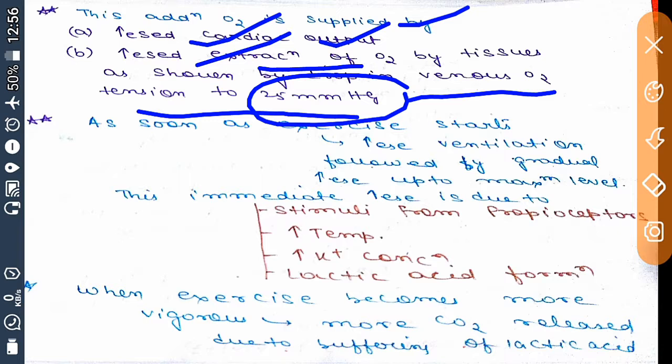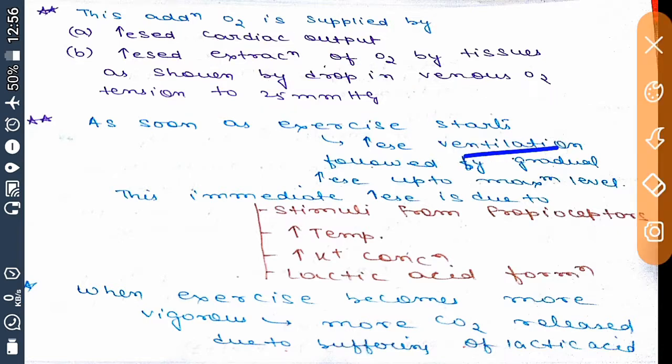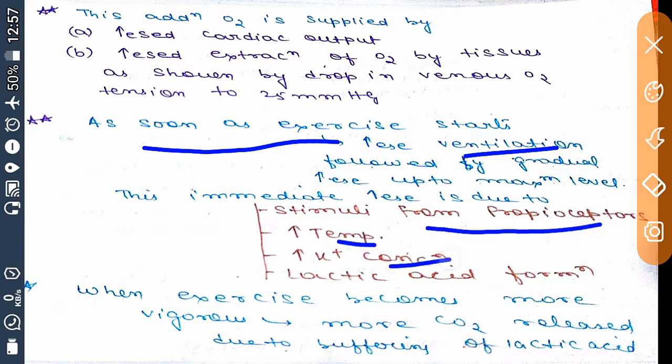Now, as soon as your exercise starts, there will be an increase in ventilation, followed by a gradual increase up to a maximum level. This immediate increase in ventilation is due to four reasons. The first one is stimulus from proprioceptors. The second one is increase in temperature. The third one is increase in potassium concentration, and the fourth one is lactic acid formation. So these are the basic four stimuli for the increase in ventilation as soon as we start exercising.